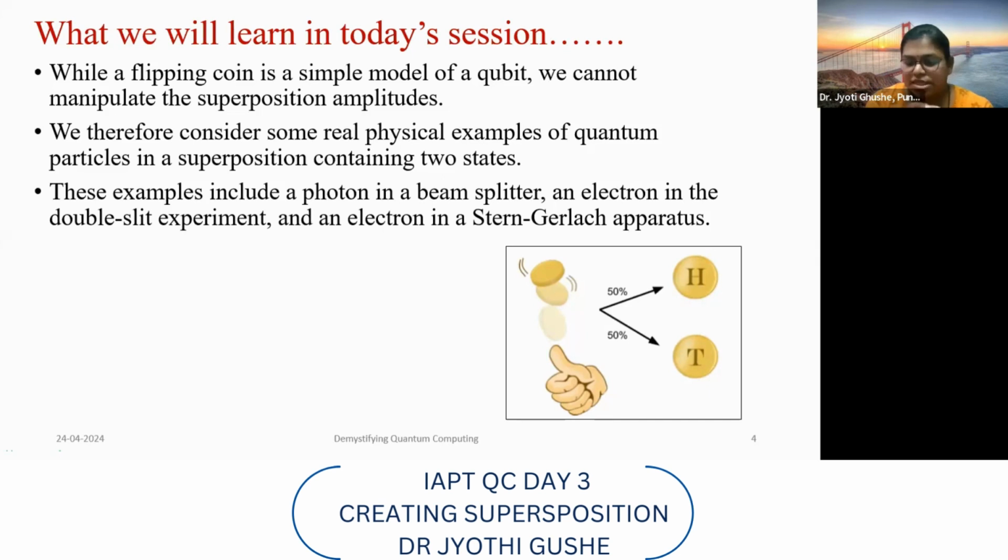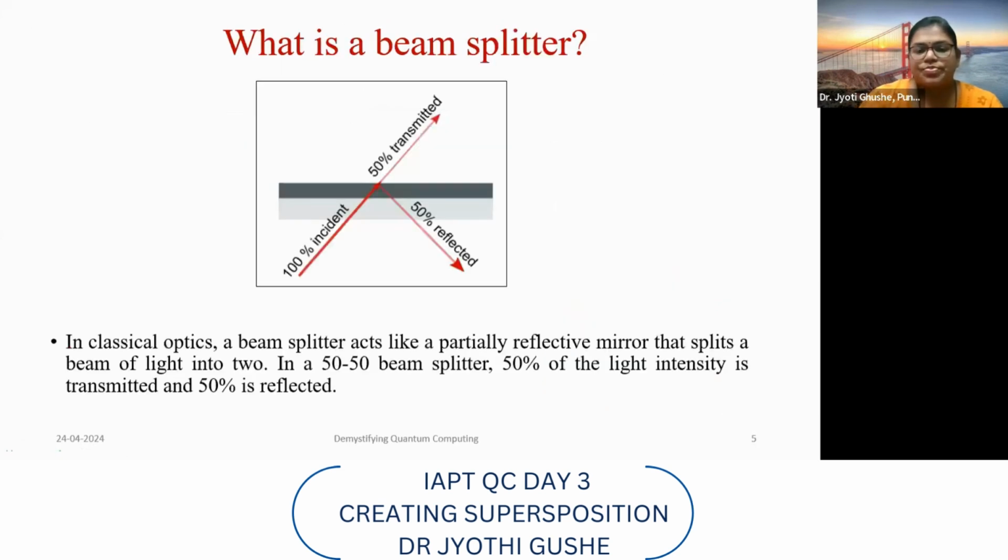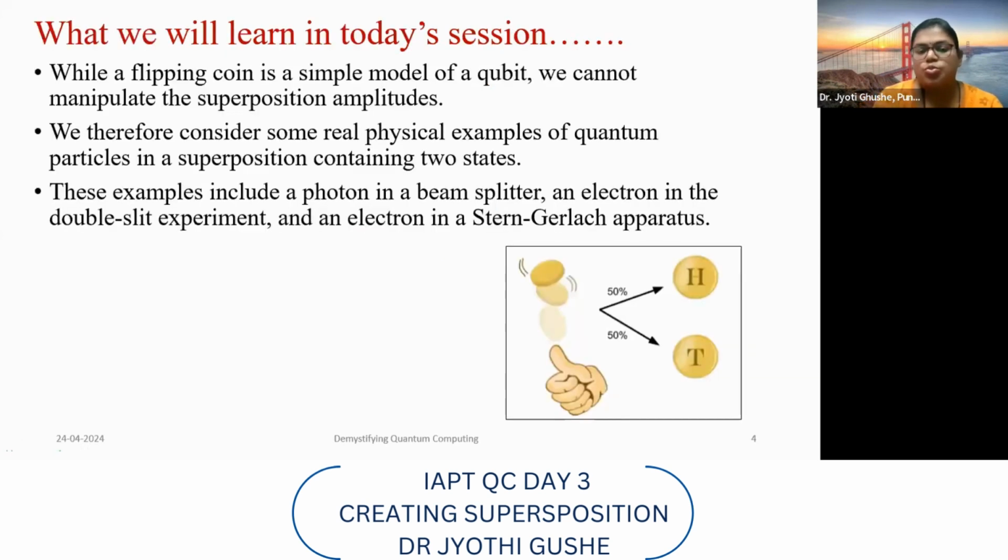There are several, out of which today we will be talking about photon in a beam splitter. We will discuss what a beam splitter is and how the superposition state is created using a beam splitter. In tomorrow's session, you will learn another experiment, the Stern-Gerlach experiment with the help of an electron, and how the superposition state can be created. There is one more experiment, the double slit experiment, where we can also use constructive and destructive interference, and we can create a superposition state, giving two possibilities.